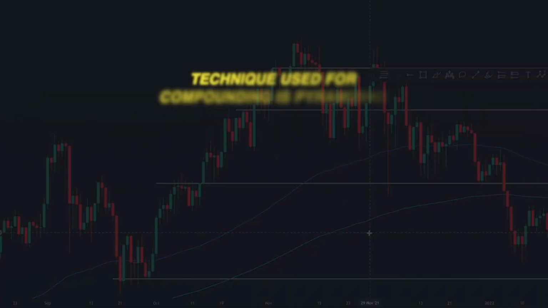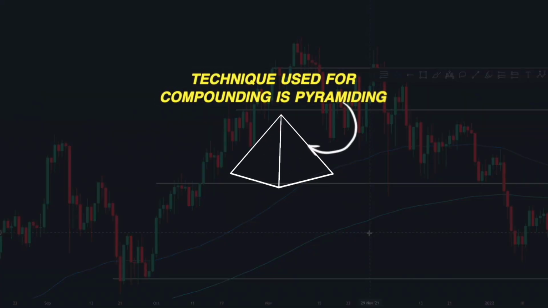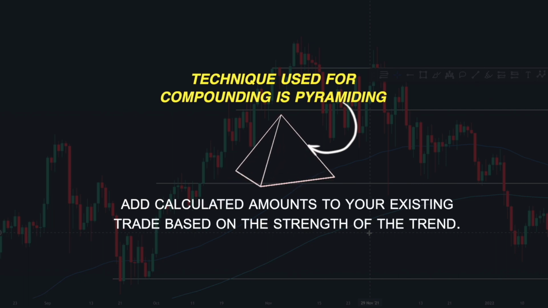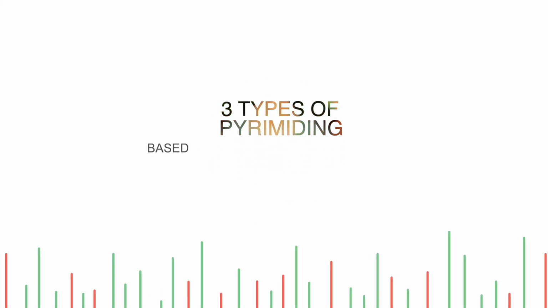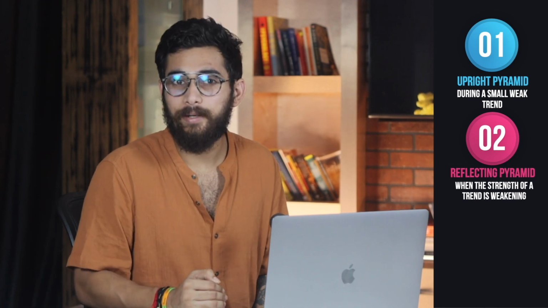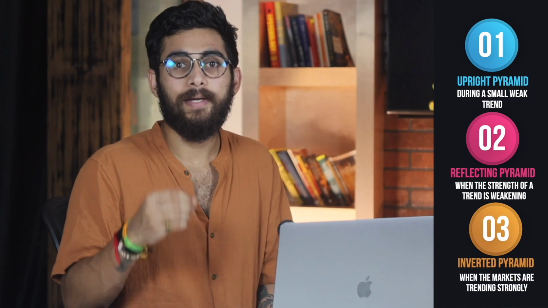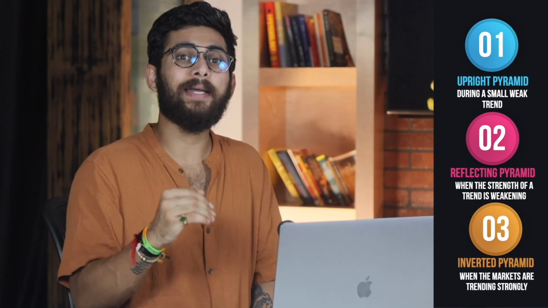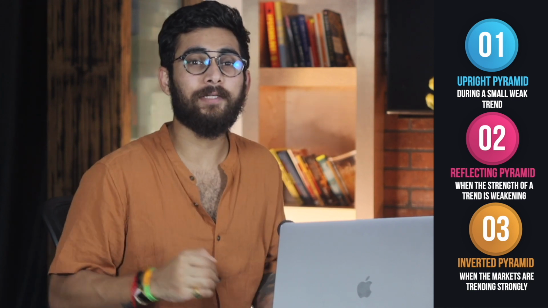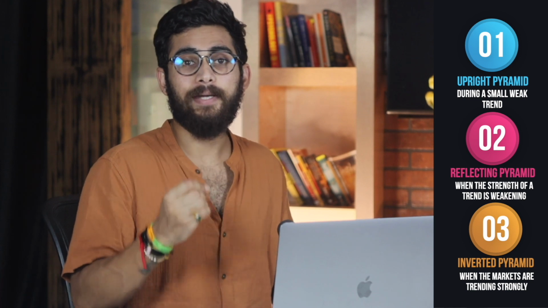The technique used for compounding is called pyramiding. And in this, you add calculated amounts to your existing trade based on the strength of the trend. There are 3 types of pyramiding, and based on the strength of the trend, you will have to use them. The first one is the upright pyramid, and it is used during a small or weak trend. The next one is the reflecting pyramid, and it is used when the strength of a trend is weakening. The next one is the inverted pyramid, and it is used when the markets are trending very strongly. So we will go on to the chart and learn about this first technique, which is the upright pyramid.